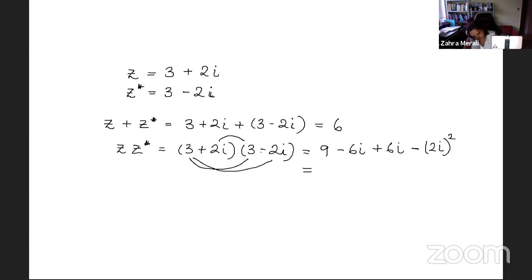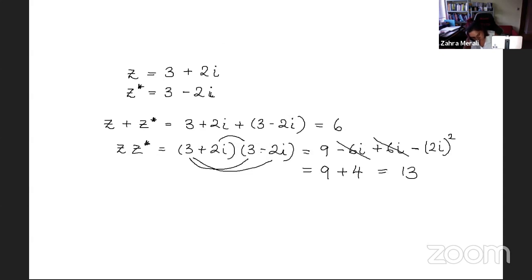Right, so these cancel each other, which is what you'd expect because it's a difference of two squares, so you'd expect the square of the first minus the square of the last. So we've got 9 minus 2i squared. i squared, I know, is minus 1. Minus 1 times minus 2 squared, so that's 4. So we'll get plus 4 there. So we're going to get 13.